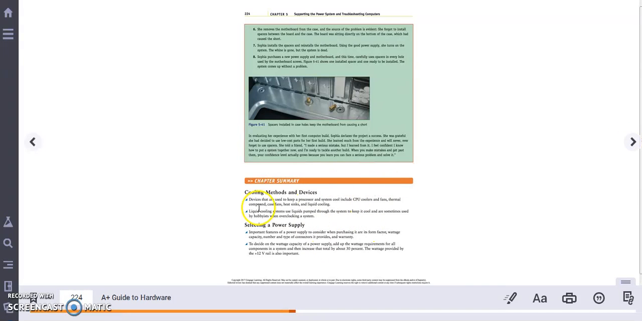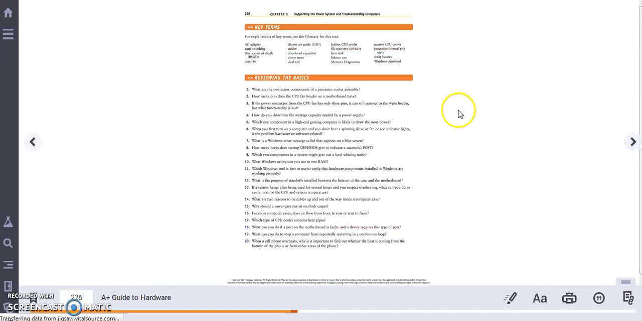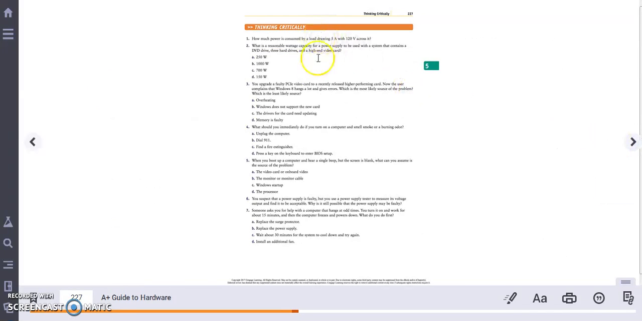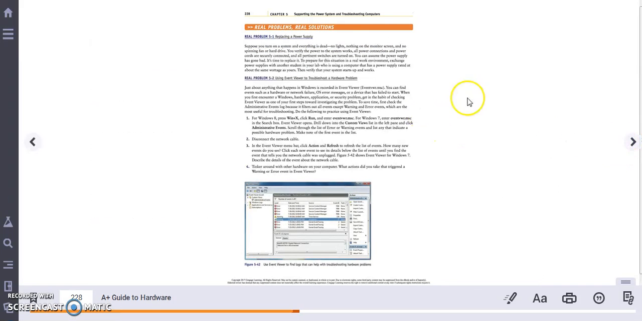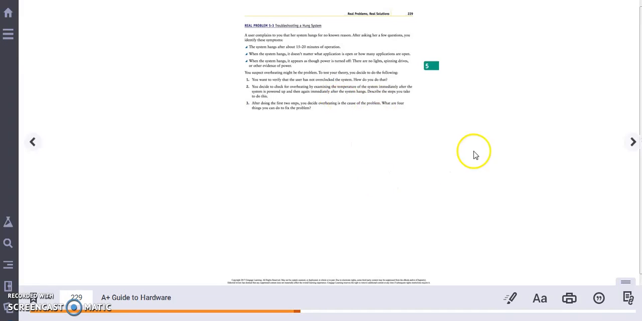And then here's a chapter summary about cooling methods and devices, selecting a power supply, how to approach a hardware problem, troubleshooting the electrical system, troubleshooting the motherboard, processor, and RAM, and then troubleshooting mobile devices. Key terms, reviewing the basics, and then thinking critically questions. You can write about this if you'd like, or include it in your writing. And then real problems, real solutions. You can write about this too if you'd like. And then that is the chapter end.